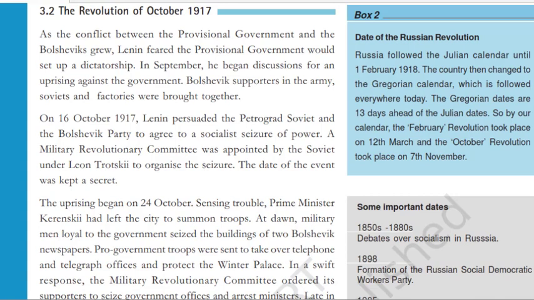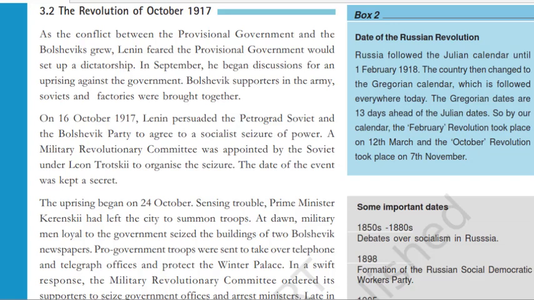3.2. The revolution of October 1917. As the conflict between the provisional government and the Bolsheviks grew, Lenin feared the provisional government would set up a dictatorship. In September, he began discussions for an uprising against the government. Bolshevik supporters in the army, Soviets and factories were brought together.